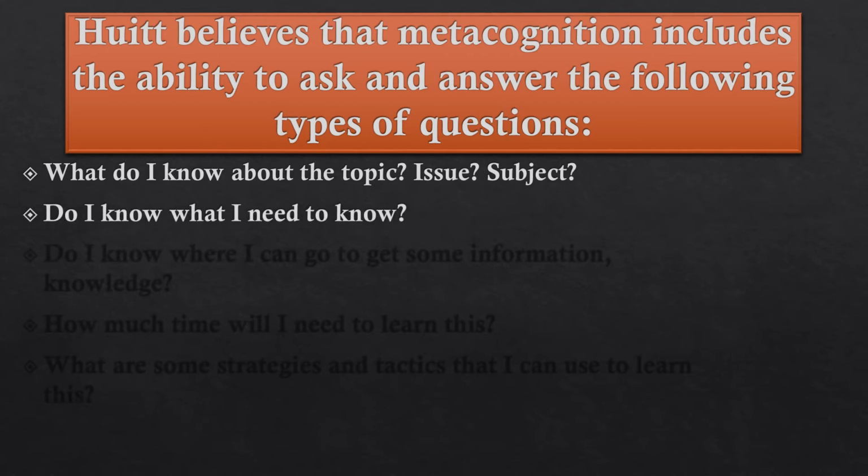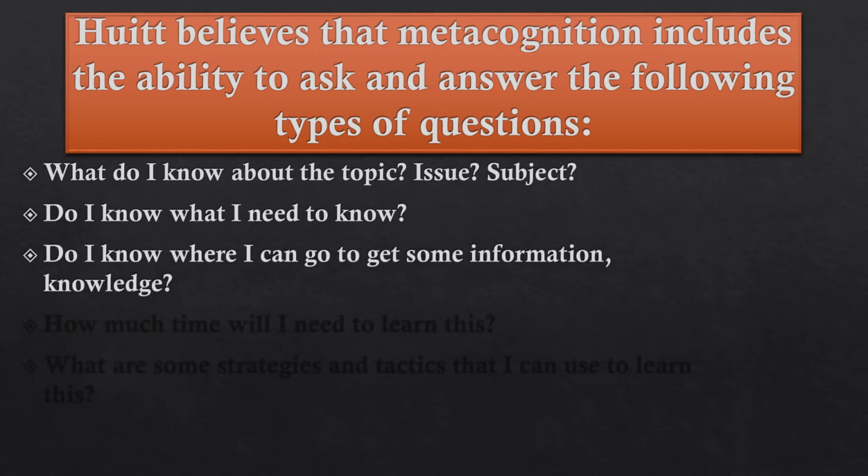Another, do I know what I need to know? Alam ko ba kung anong dapat kong malaman? Do you know why you are learning? If you're doing that, then you are making use of metacognition. Another, do I know where I can go to get some information or knowledge? If you're familiar with the places where you can get some information, for example, I can use my dictionary, or I can go to the library, or I can ask my favorite teacher, or I can ask my ate or tita, then you are making use of metacognition.